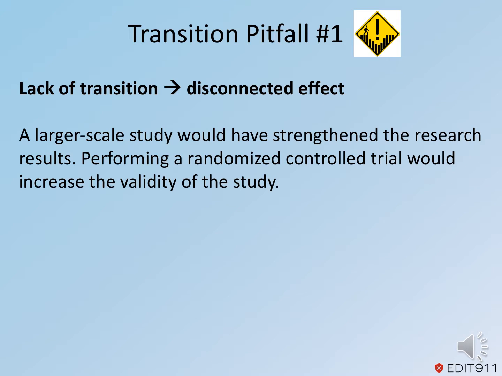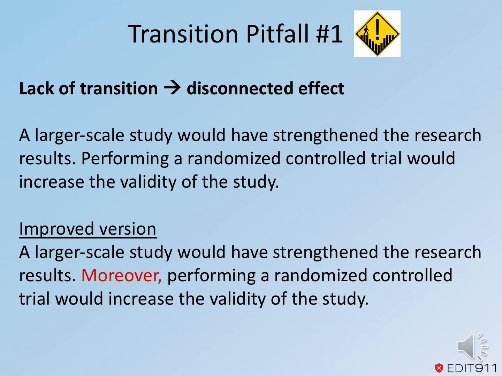Here's an example. A larger scale study would have strengthened the research results. Performing a randomized controlled trial would increase the validity of the study, which seems disconnected. In the improved version, by inserting the additive transition moreover, it becomes clear that the second sentence is building on the first by adding another related argument, probably in a discussion of limitations in a research study.